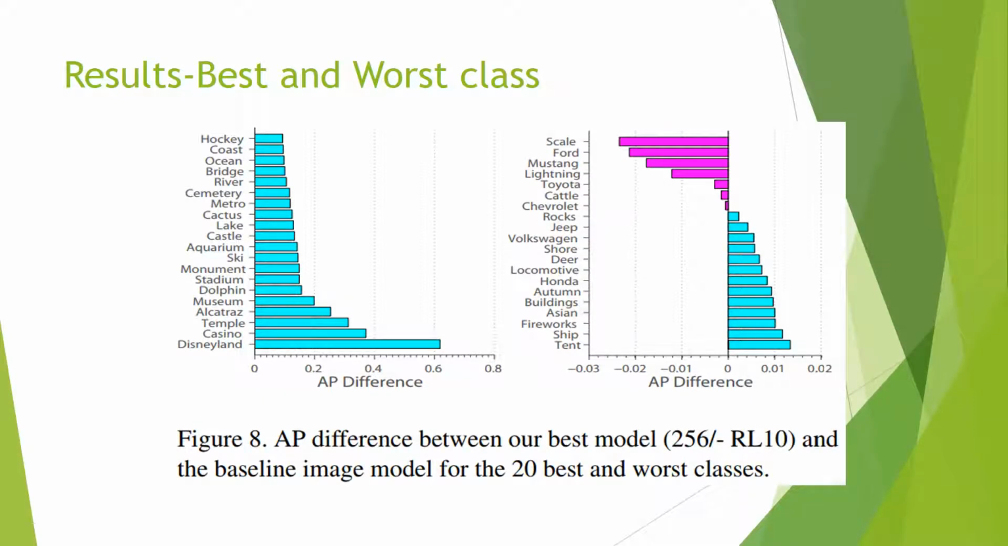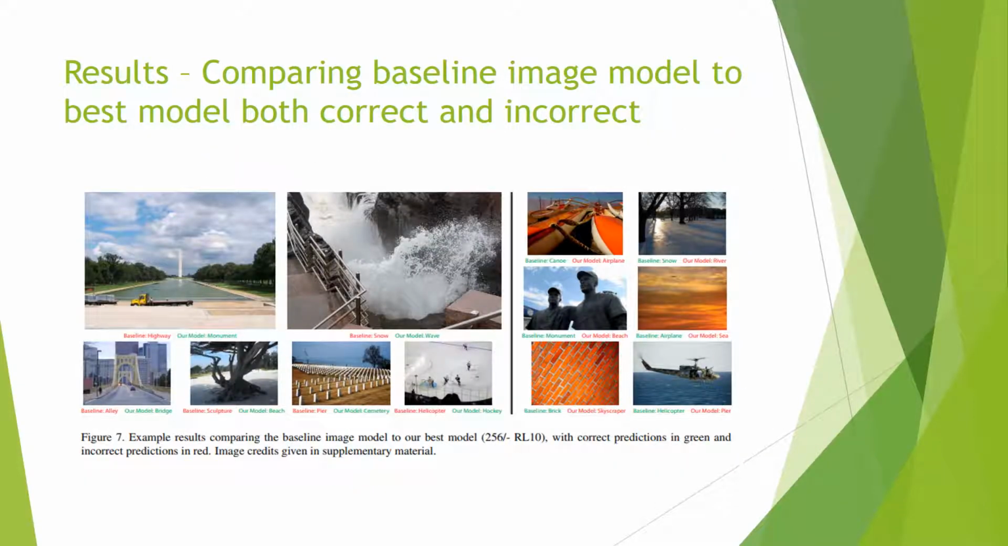Now we're getting on to the results of this research. The two graphs show the best and worst results of implementing the geographical feature recognition functions. Highly localized tags such as Disneyland, casinos, and Alcatraz see a large increase in average performance. On the other hand, some of the worst performing recognition was on car brands. This perhaps suggests that car classes are not very location specific.